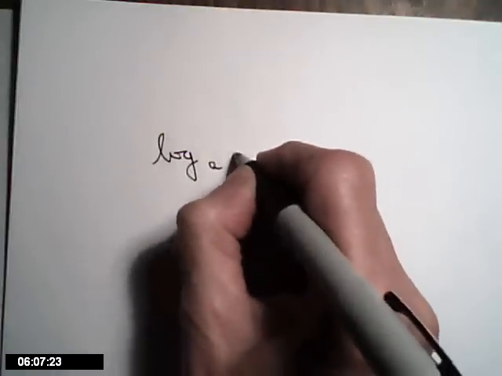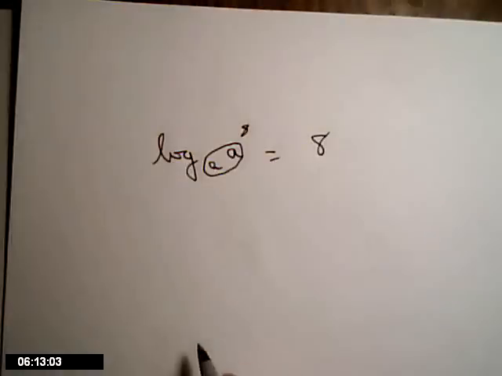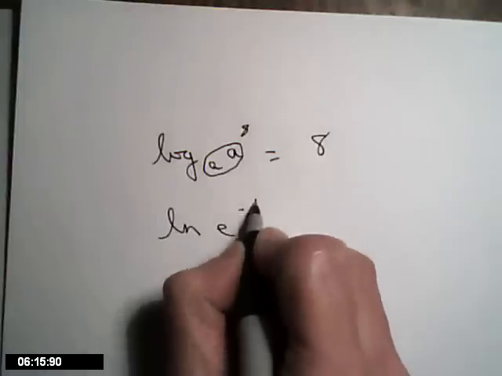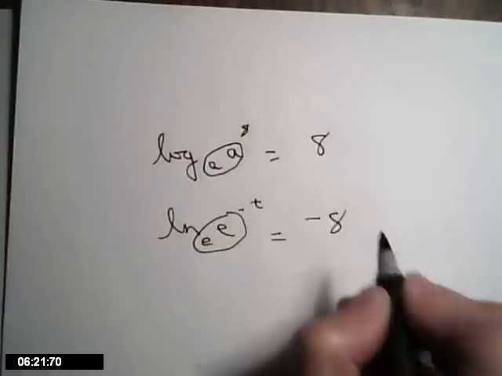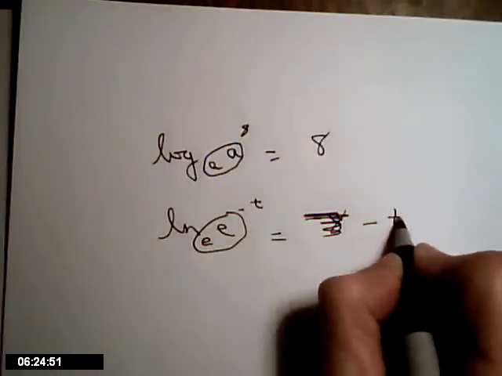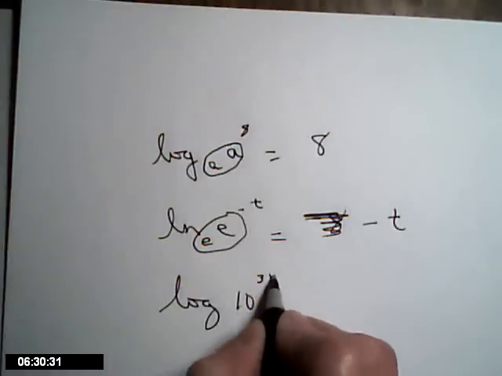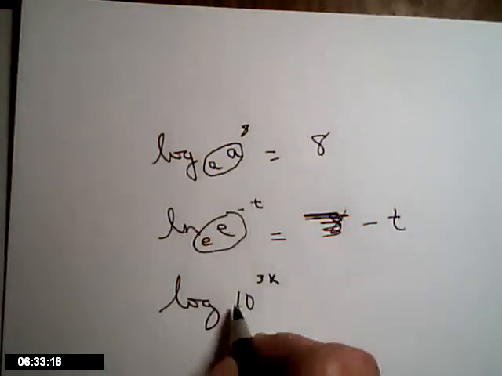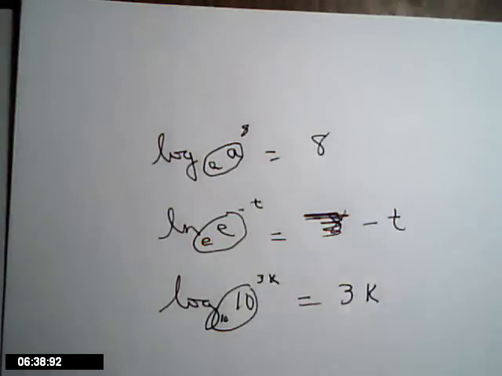Okay. I want to look at just a couple more, just as a review. We did these in the last section. Let's just review. What if you have log base a of a to the 8th? Remember, if your base and your argument are the same, your answer is your exponent. Natural log e to the negative t. Remember, this is understood to be base e. If these are the same, my exponent is my answer. Number 3, let's say we have log of 10 to the 3k. Now remember, if you have no base with a log, it's understood to be 10. Those are the same. My answer is the exponent, 3k.